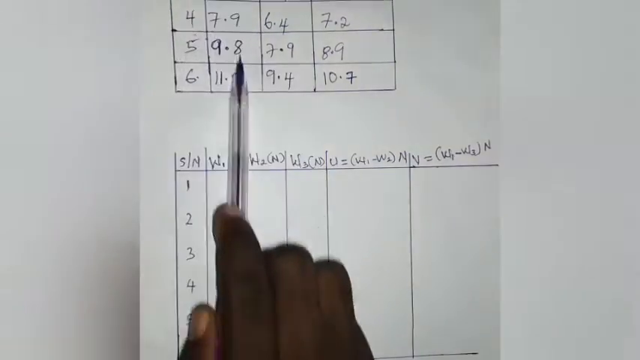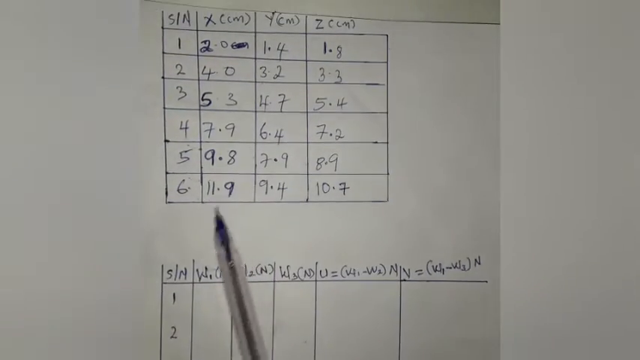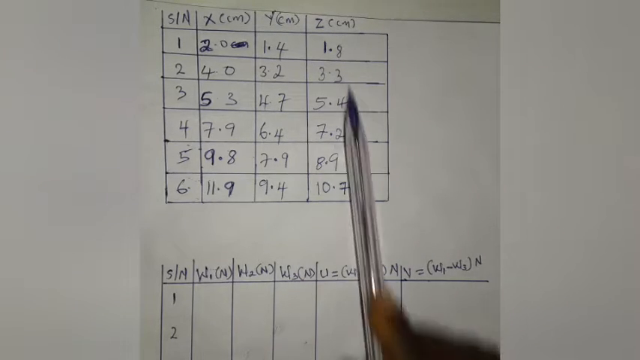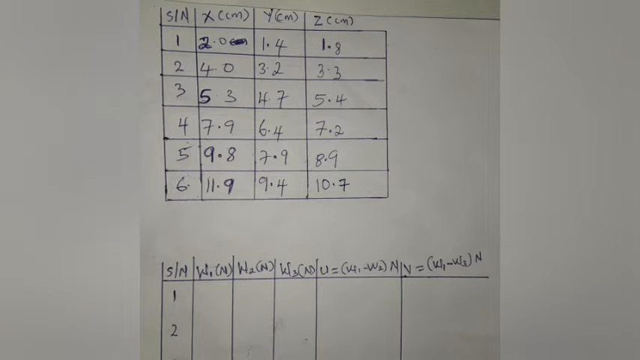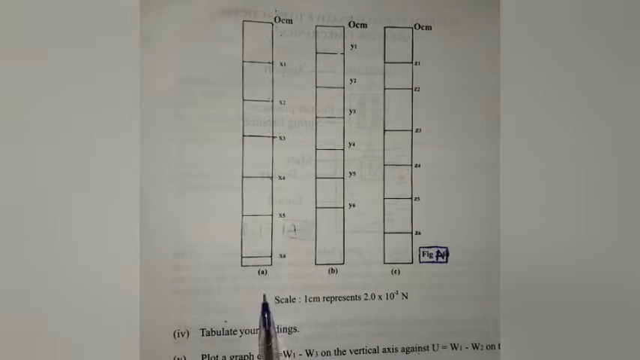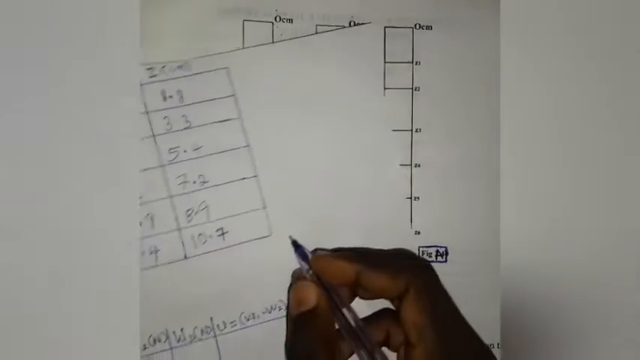So X is going to represent W1. The values of Y are going to be converted to W2. The values of Z are going to be converted to W3. But there's something very important, like I said earlier on, and that is this scale here. So our scale factor is 1 cm.